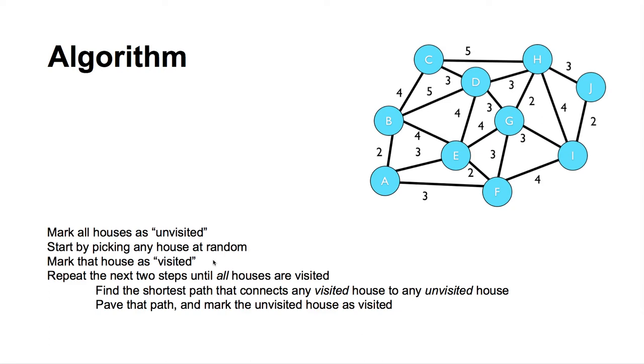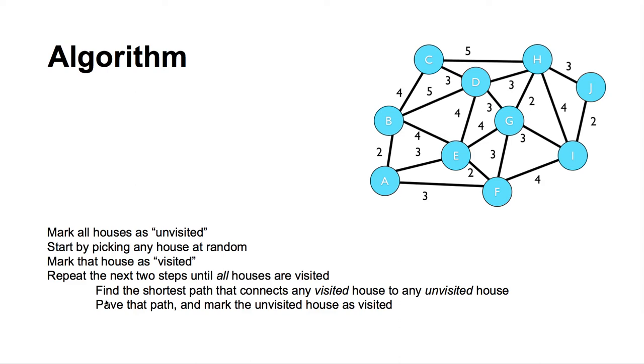Then we have this repeat until structure, which is a fundamental control structure in algorithms, and it basically says keep doing this thing until some condition is true. So in this case, it's keep doing the next two lines of the algorithm until all of the houses are marked as visited. That is, we've fully connected all of the houses together.